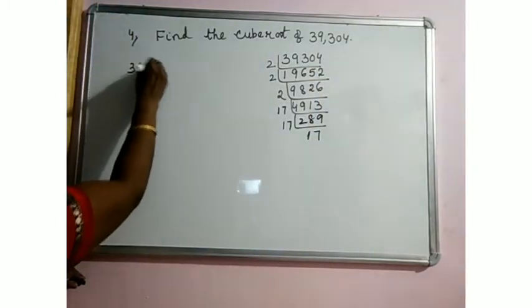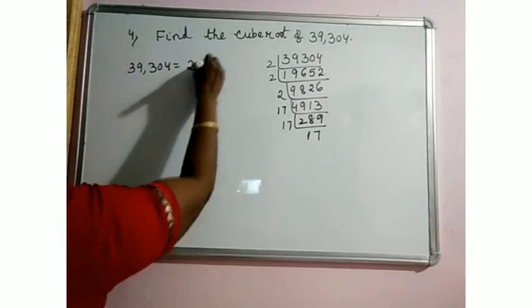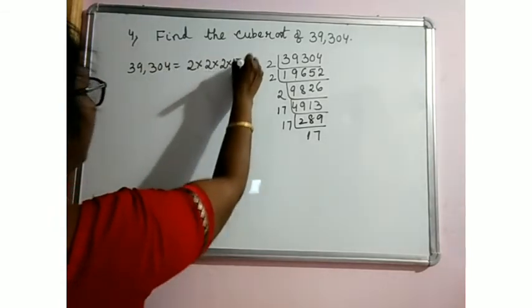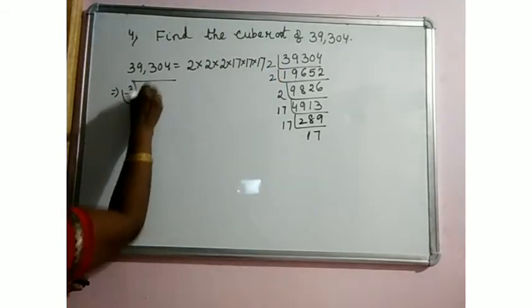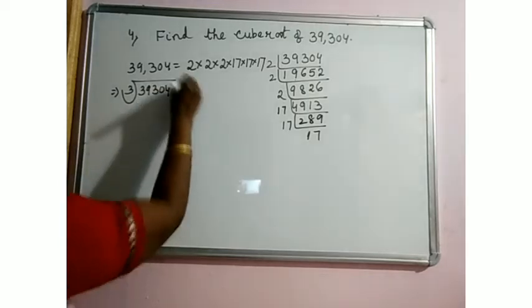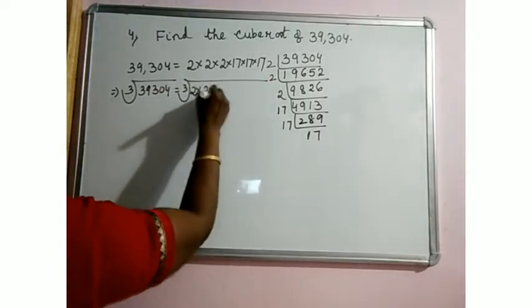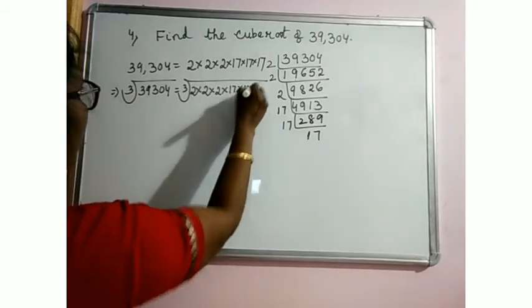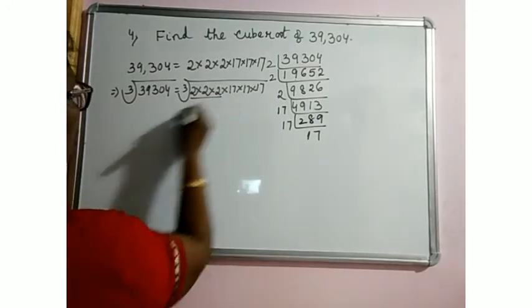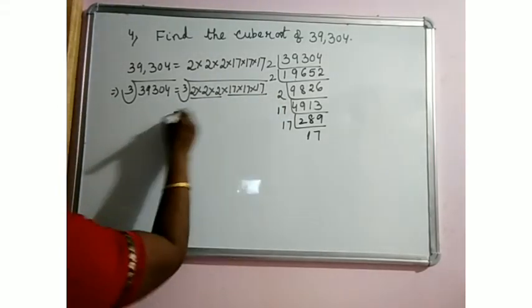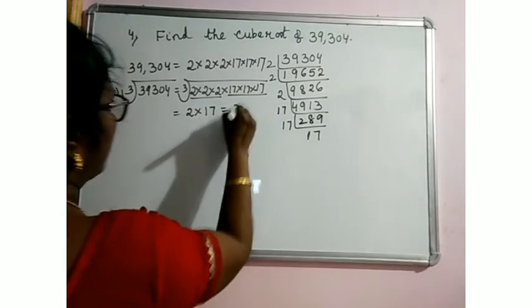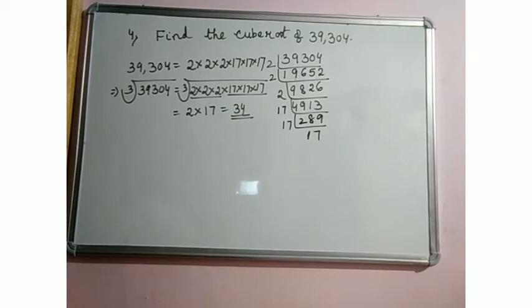So 39,304 is equal to 2 into 2 into 2 into 17 into 17 into 17. That implies the cube root of 39,304 is equal to the cube root of 2 into 2 into 2 into 17 into 17 into 17. For these three 2's you take one 2, and for these three 17's one 17. So 2 into 17 gives 34. So the cube root of 39,304 is 34. I hope this is clear to you.